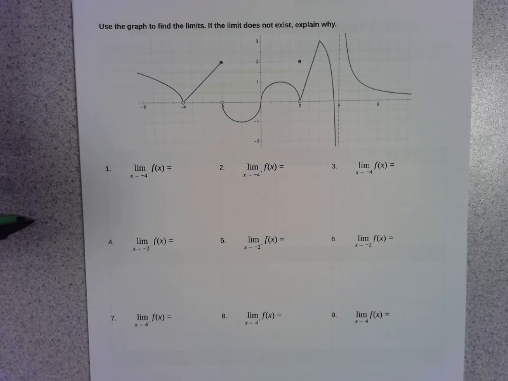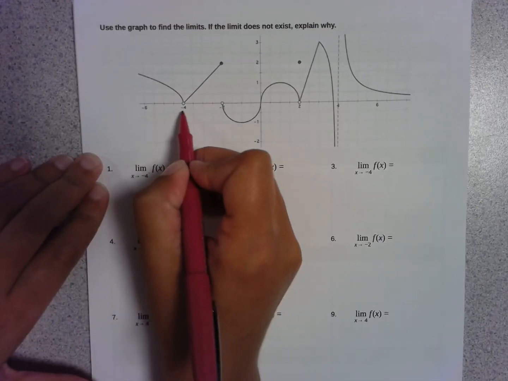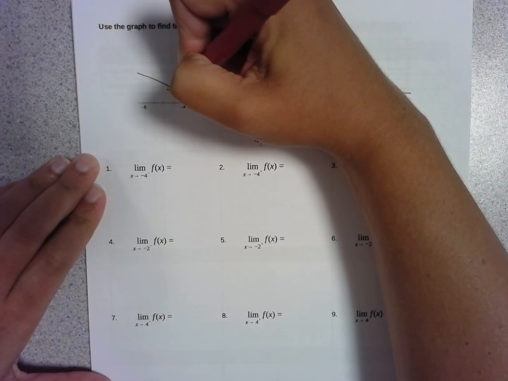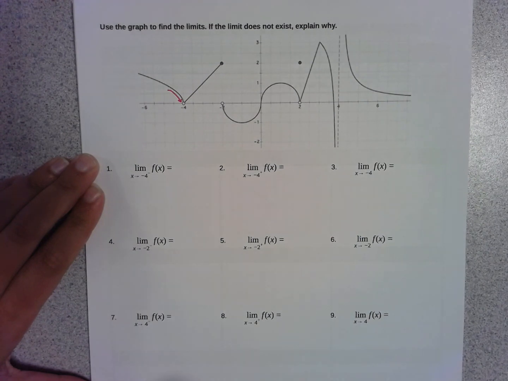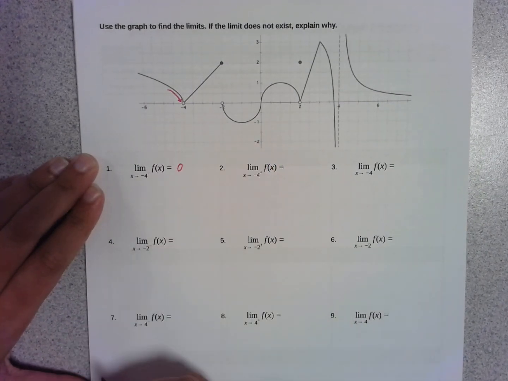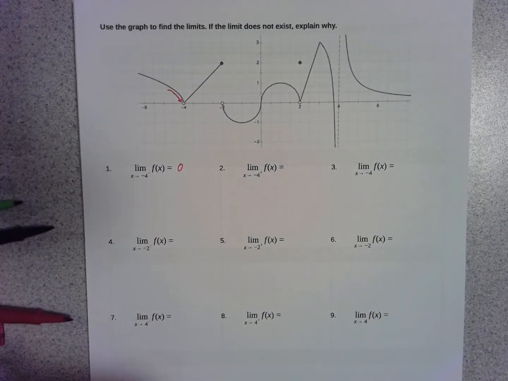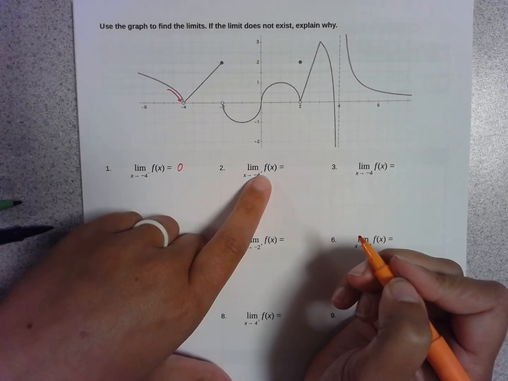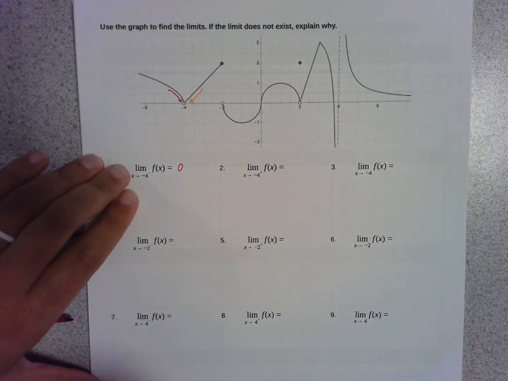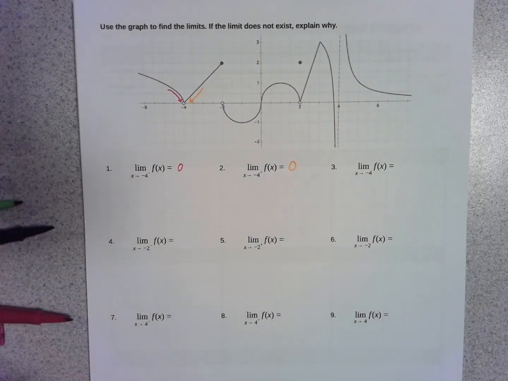So for problem number 1, it says x approaches -4 from the left. Here's the place where x is -4. If I start from the left of there and I slide towards that point, the point that I'm approaching has a y coordinate of 0. If I slide towards -4 from the right, and again, this is from the right because there's a little plus sign, I'm sliding towards the same point, which has a y coordinate of 0.